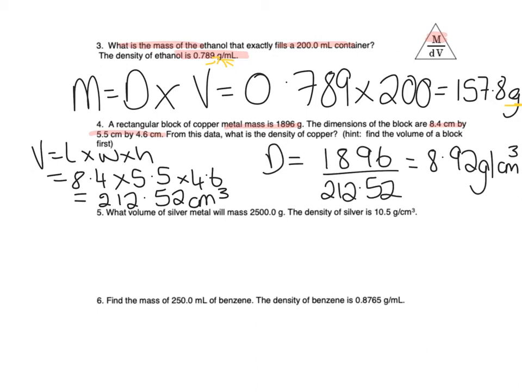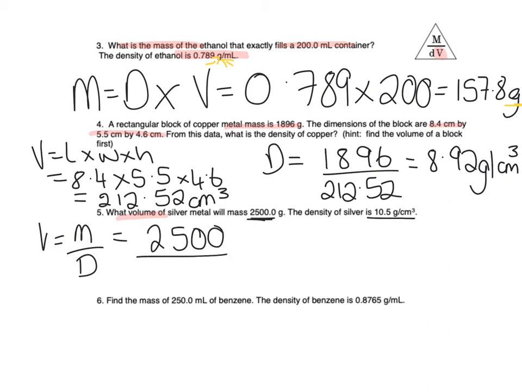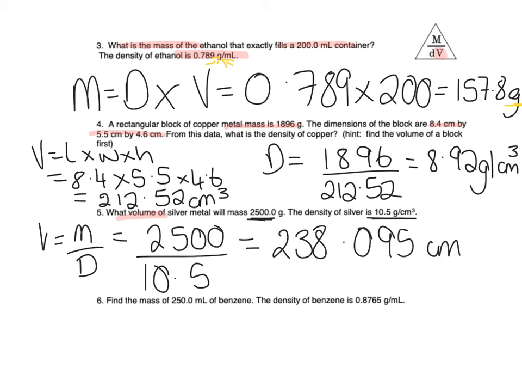Question 5, this time around we're being asked to figure out what volume is. So if we're looking at our equations, we have to figure out what's the equation for volume. So we cover the V and we're left with M divided by D. So volume is equal to mass divided by density. Our mass in this instance is 2,500 grams, again I get that from the question, divided by the density, which I also get from the question, which is 10.5, and my answer is 238.095. Now my unit, centimetre cubed.